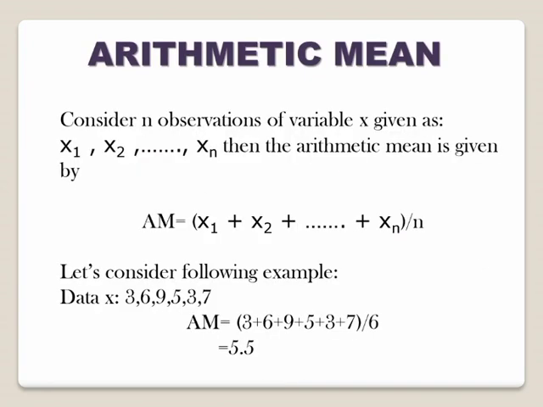For arithmetic mean, consider n observations of variable x given as x1, x2 and so on till xn. Then the arithmetic mean is given by the sum of the n observations divided by the total number of observations. The arithmetic mean is calculated for a given example. There are 6 observations for a variable and the mean computed by the formula comes out to be 5.5.